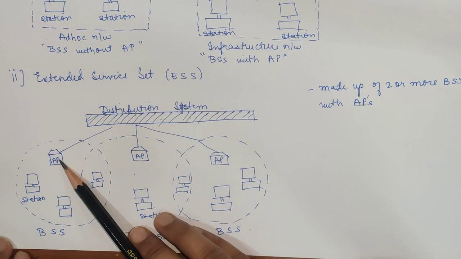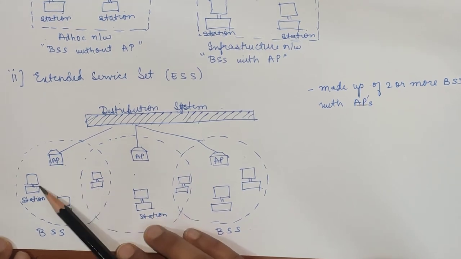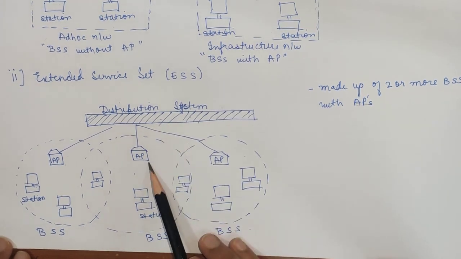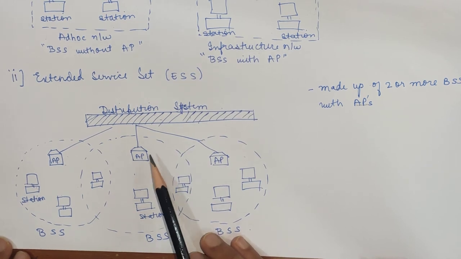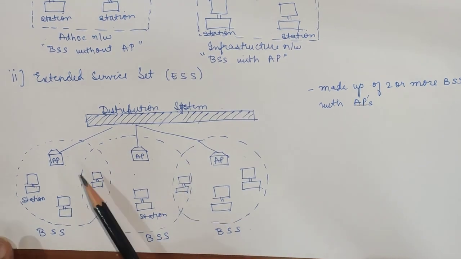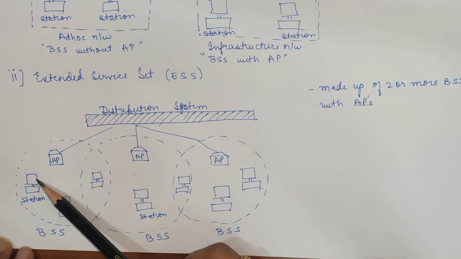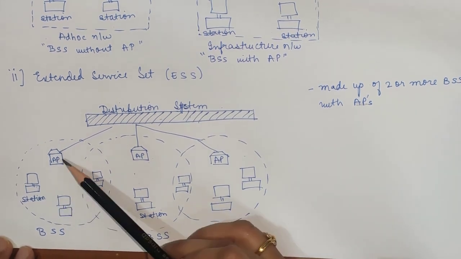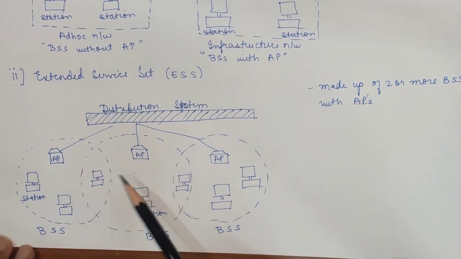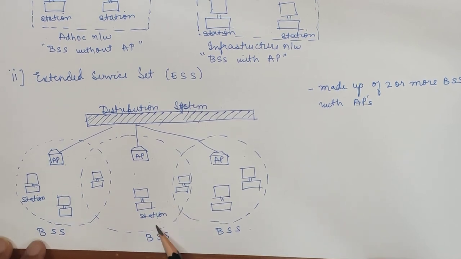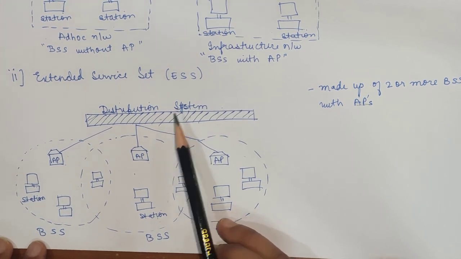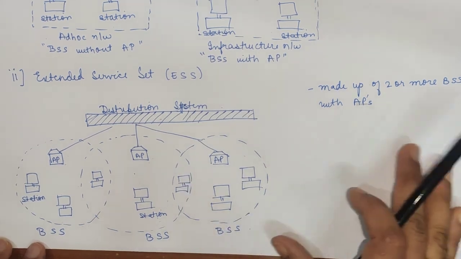The station sends the message or frame to the access point, which is connected to the distribution system. Then the message is conveyed to the respective access point, and then again the message is conveyed to the destination address. This is how they communicate. If this station wants to communicate with this station in the same BSS, they can communicate directly with the help of the access point. But if this station wants to communicate with this station, both of different BSS, they can communicate only via a distribution system. So this is how the extended service set works.